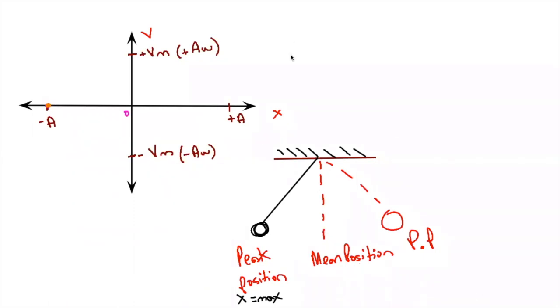Now let's look at the mean position. What is my displacement at the mean position? 0, yes. So it's going to be 0, right? And what is my velocity at the mean position? Exactly, it's going to be the maximum.